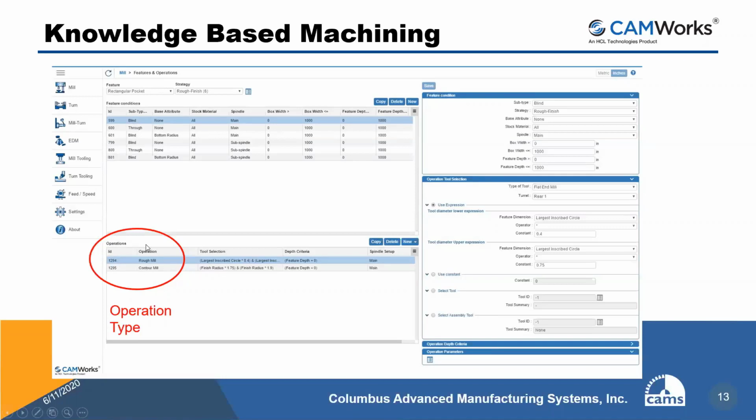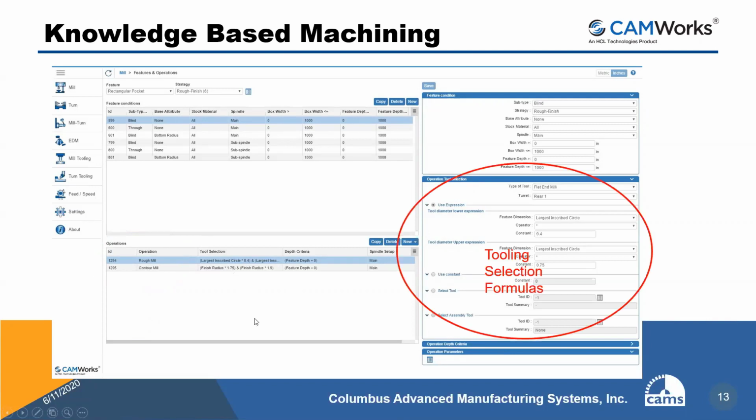It's going to output and default to a rough mill operation and a contour mill operation, which makes sense with the strategy name, rough and finish. And then, how does it pick the tool? There are all different ways you can do that. There are some formula settings right here to pick your tool. You tell it the tool type up there, such as this one, which is set to a flat end mill. And you can tell it what turret it's on if you're doing mill-turn, whether it's on turret 1, 2, 3, or 4.